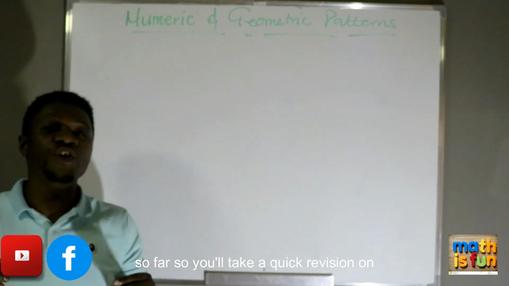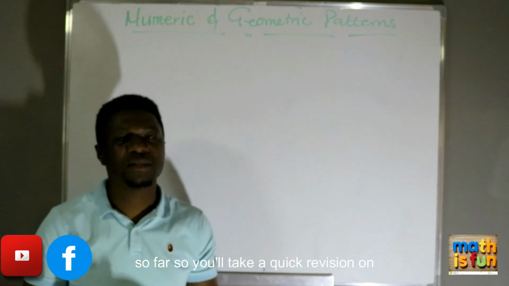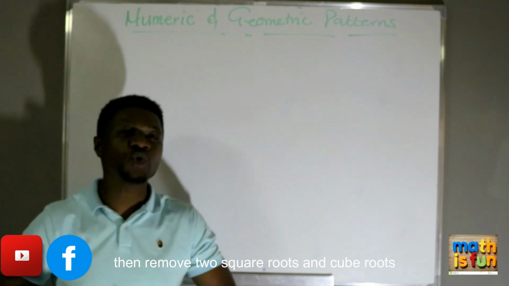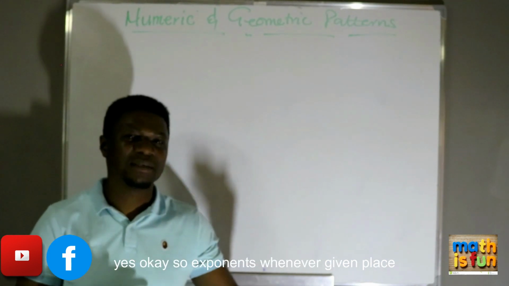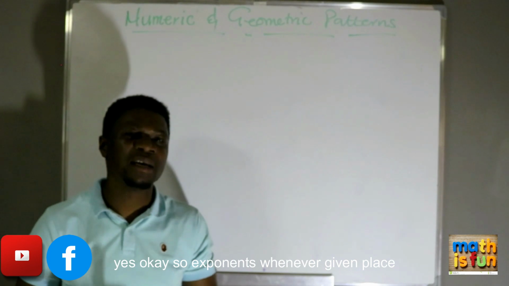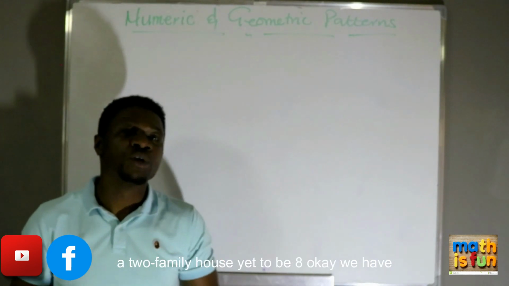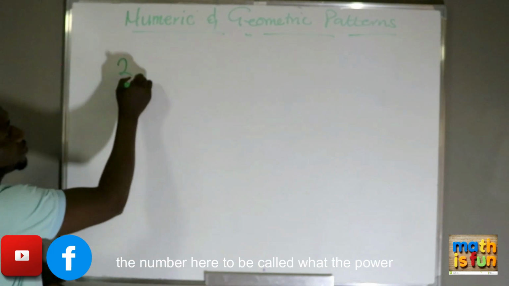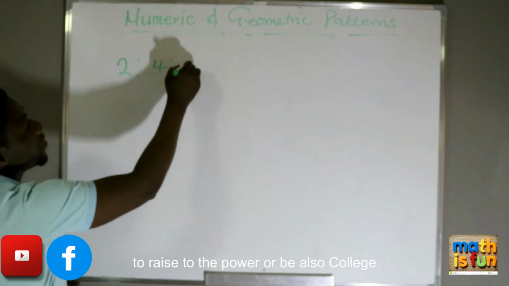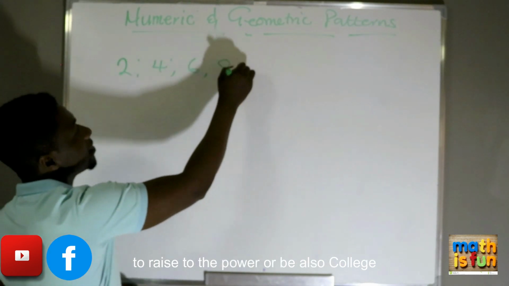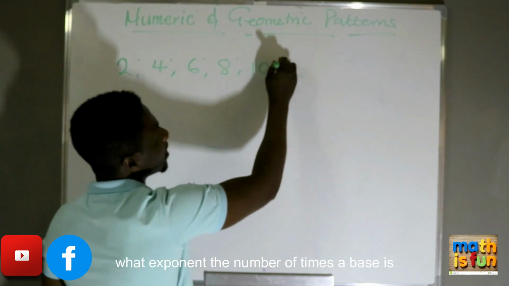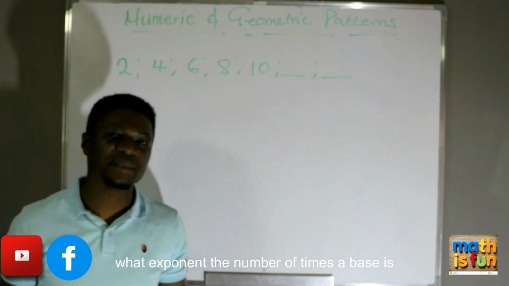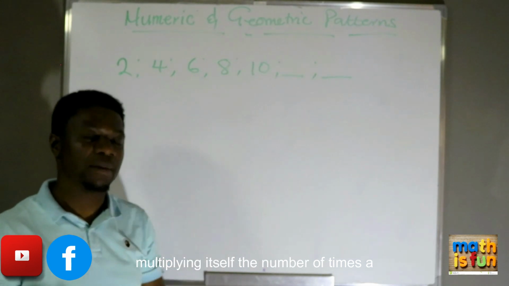When you speak of numeric sequence or numeric patterns, a numeric sequence is a sequence of numbers that follows a particular order or a particular pattern. So for example, under numeric patterns, we can go for 2, 4, 6, 8, 10, and you will be asked to find the next 2 terms or the next 3 terms. You will be asked to continue with a pattern.